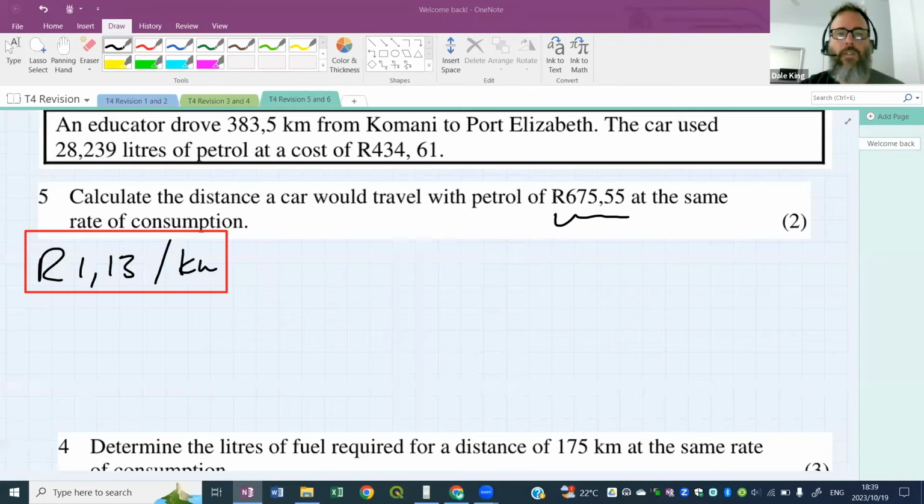Numbers are coming in. We know that for every kilometer, it costs us R1.13. So how far will we get on R675.55?